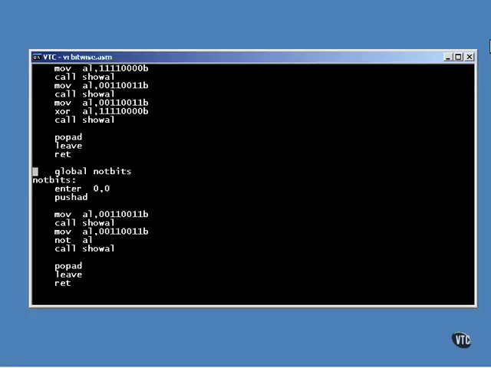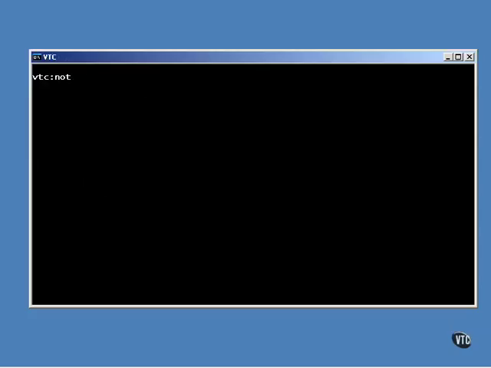There is one more. It's the NOT operator. The NOT operator is a unary operator. That is, it works on a single value. The operation of NOT is very simple. It changes all the 1 bits to 0 and all the 0 bits to 1. That is, it produces a 1's complement of a number.